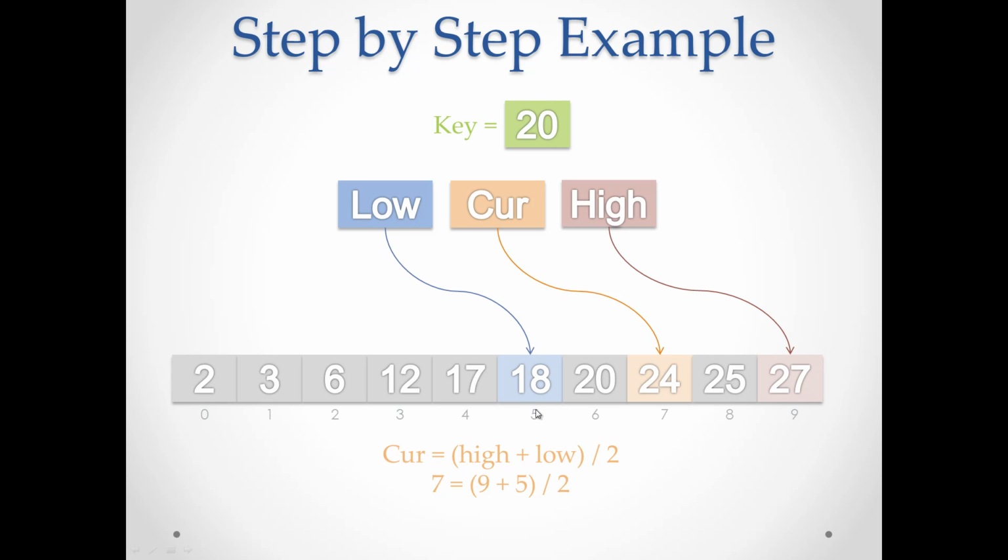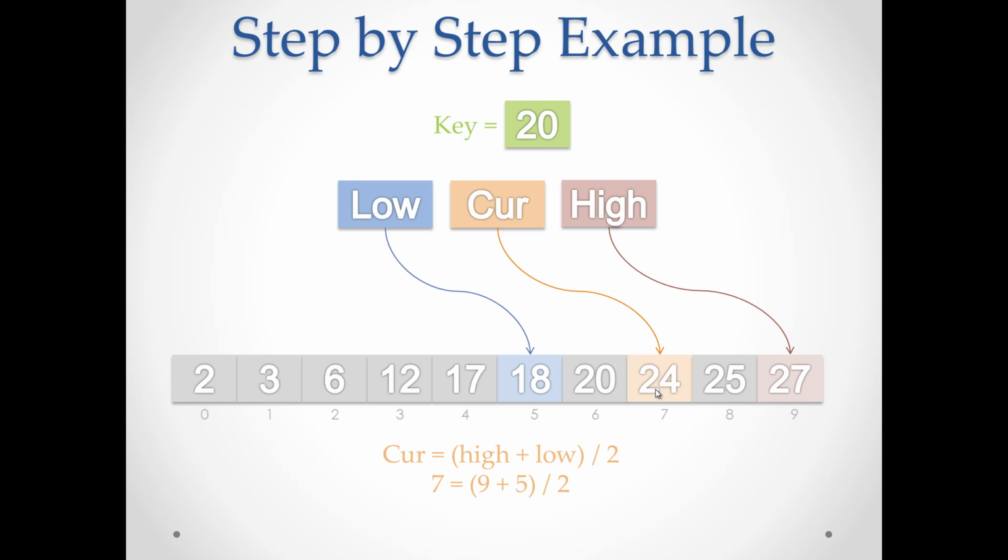So again, we have to calculate our current index value, and in order to do that, we just add together low and high. So we just add together 9 and 5, and then divide that by 2. 9 plus 5 is 14. 14 divided by 2 is 7. So our current index is 7.